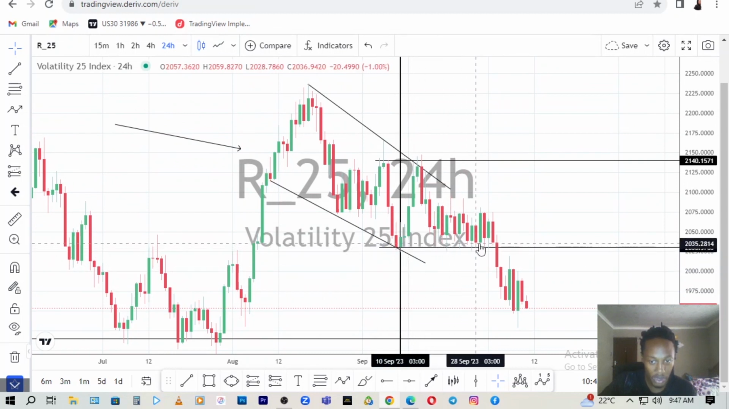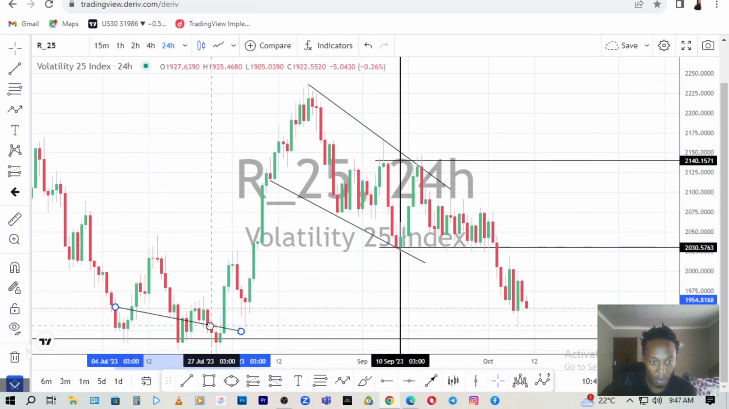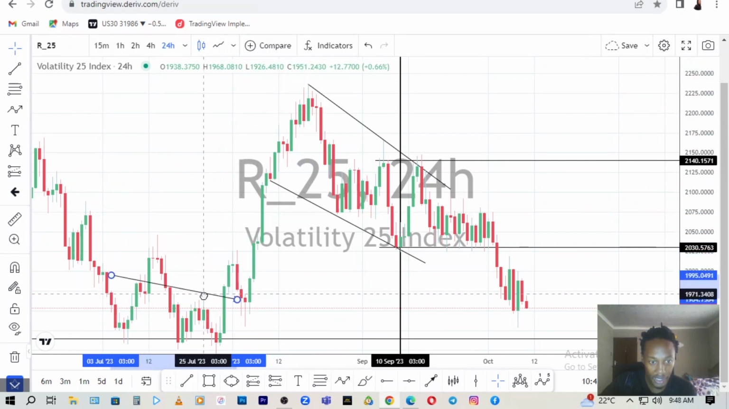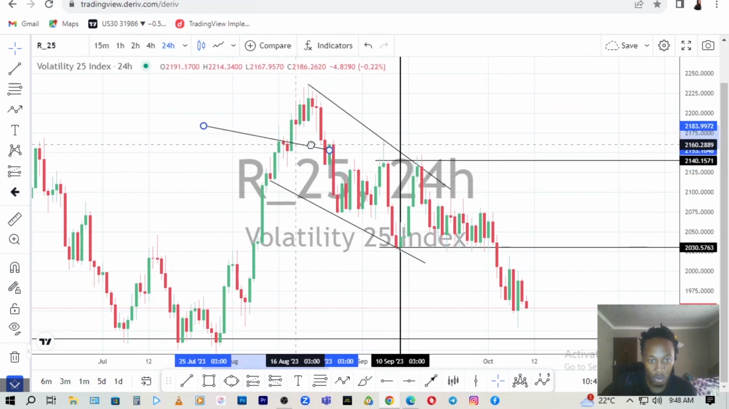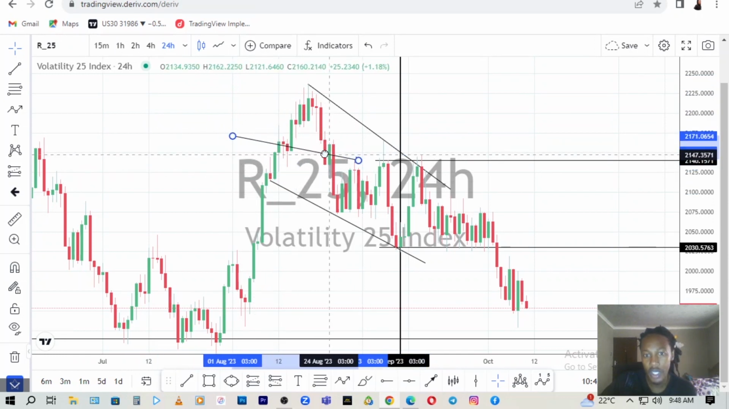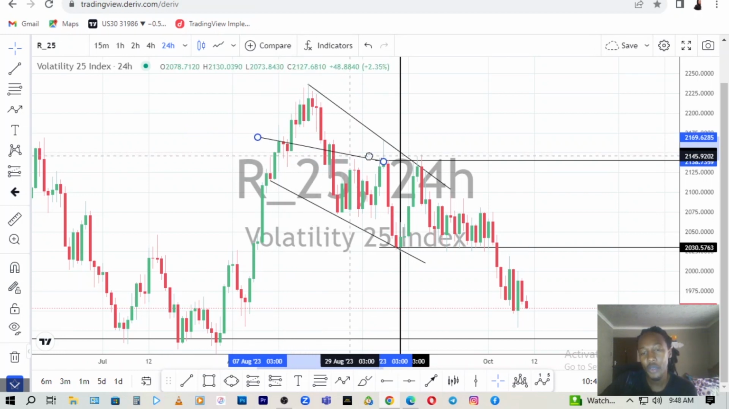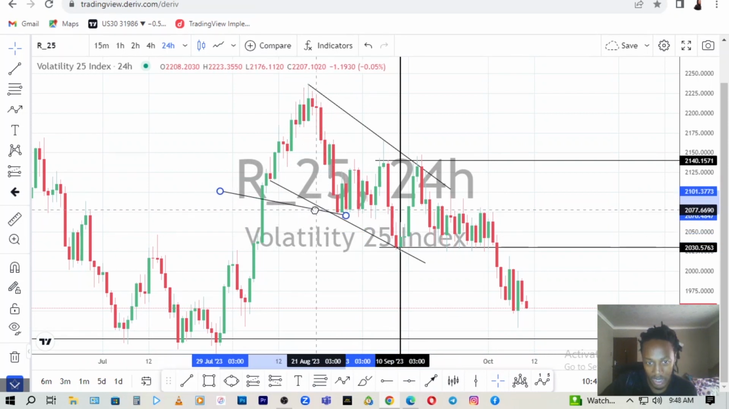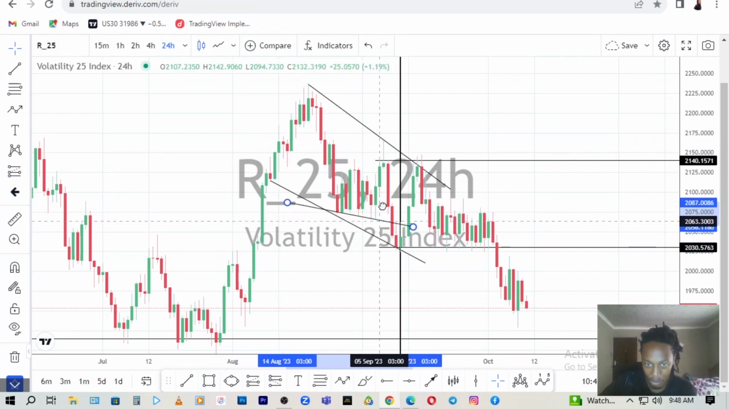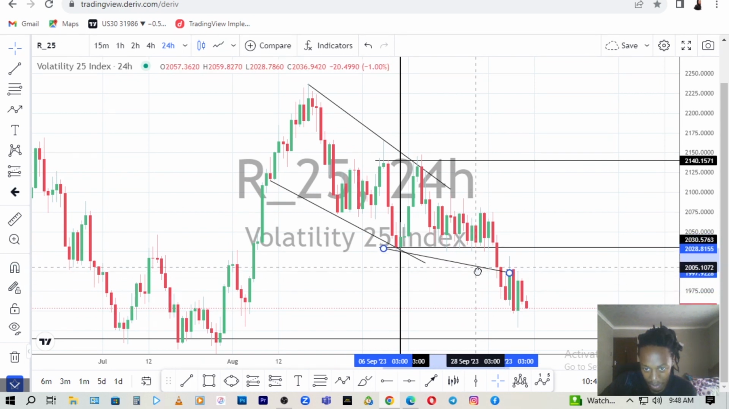I don't see any buyers at the moment, because we broke this structure over here. Remember we had this higher high, higher low, higher high, higher low, higher high. So the minute we broke this low over here, that's when I came back and rephrased and saw that we might be coming down. We might be in a downtrend, because this is our lower low, lower high, lower low, lower high, lower low, lower high, lower low, lower high, lower low.